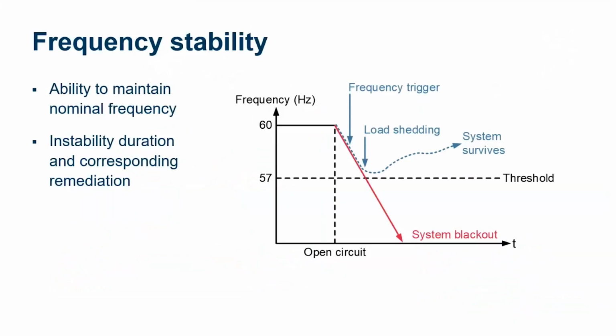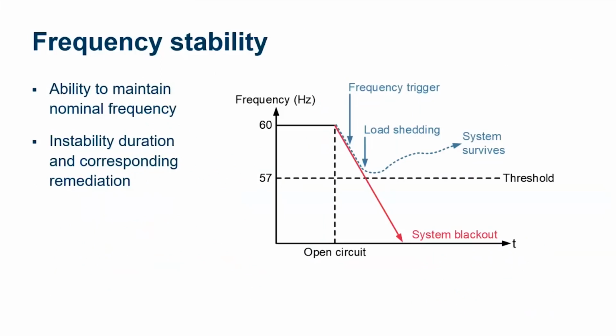Another form of stability that we can take a look at is frequency stability. Frequency stability is the ability of the system to maintain steady-state frequency within a nominal range following a disturbance that may result in significant imbalance between load and generation. This instability may result in the form of sustained frequency swings, leading to tripping of generator units or loads.